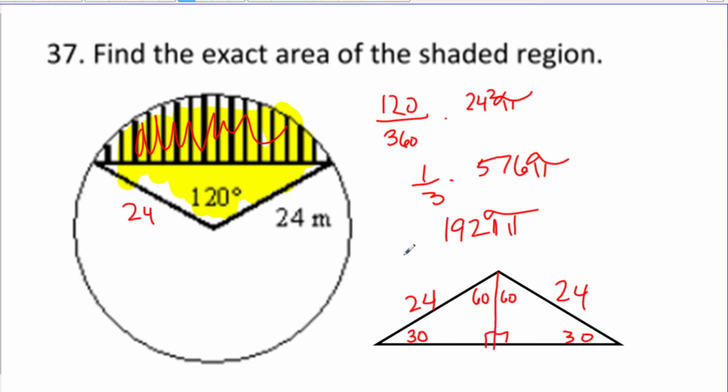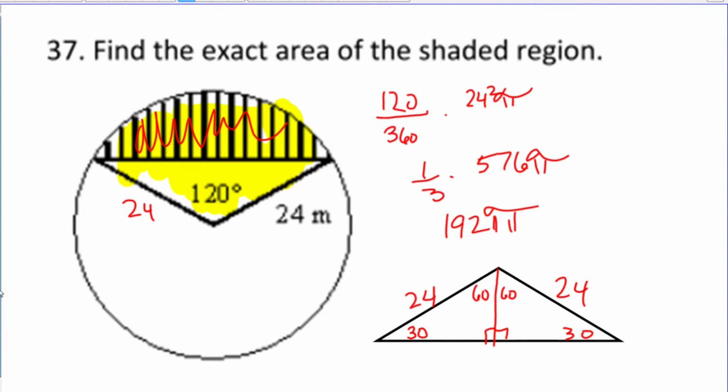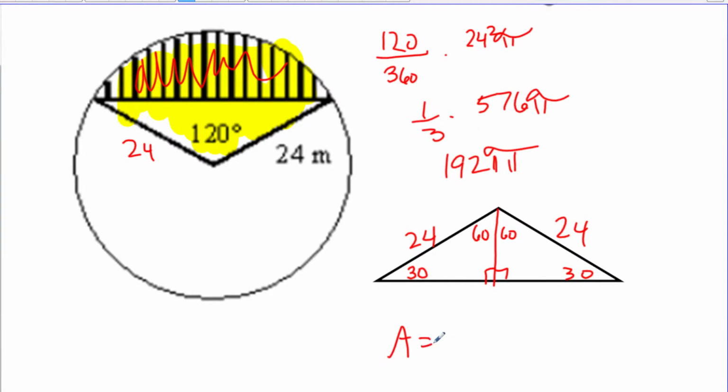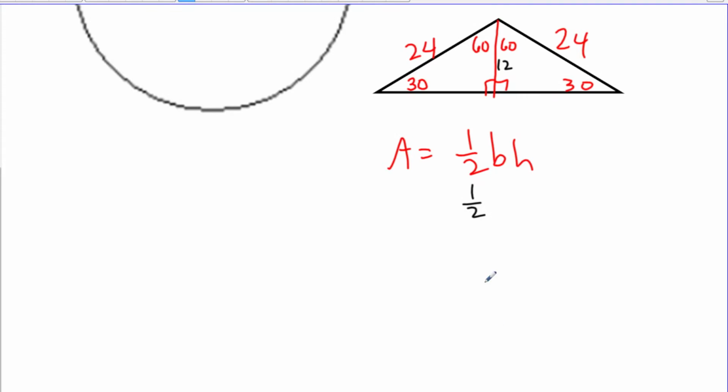Okay, so if I'm going to find the area of this triangle, let's start with the formula. Area equals 1/2 base height. I don't know either of those right now, but I can find them very easily using 30, 60, 90s. I'm going to say, well, the short leg is the 24 cut in half, so that's 12. That's my height. So I'm going to say 1/2. Let me move down some more for you. Okay, 1/2. The height's 12.